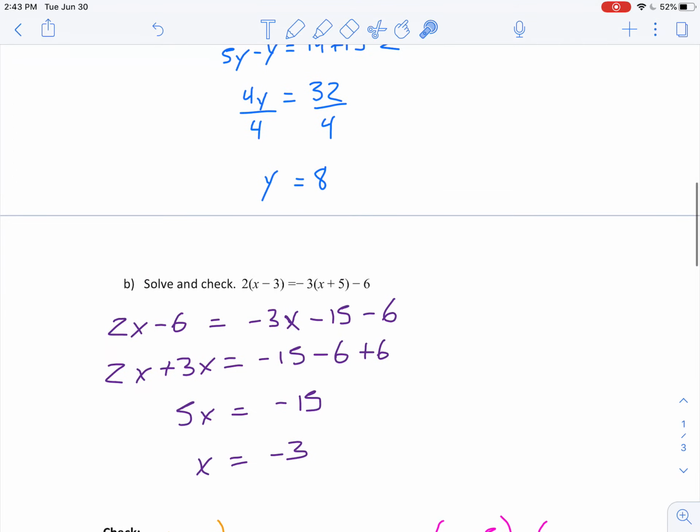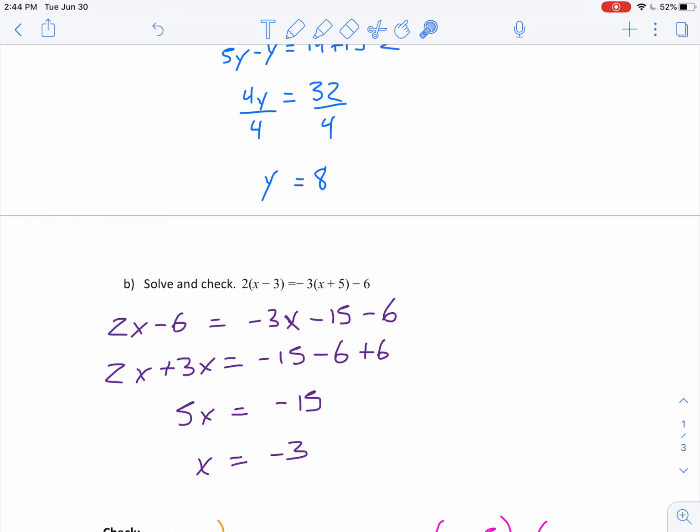So we're going to perform a solve and check. So I'm going to solve this, and then I'm going to check left side and right side. So I need to distribute into this bracket: 2 times (x minus 3) is equal to negative 3 times (x plus 5) minus 6. When I distribute it, I end up getting 2x minus 6, right? Distribute this into here, is equal to, if I distribute this negative 3 into this bracket, I end up getting negative 3x minus 15. And then this negative 6 simply stays there because it's a constant term.